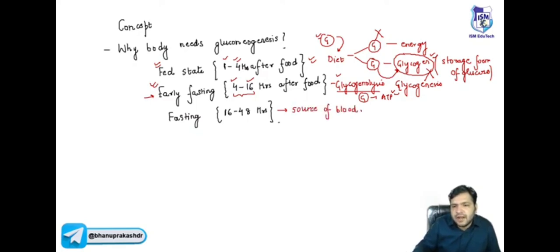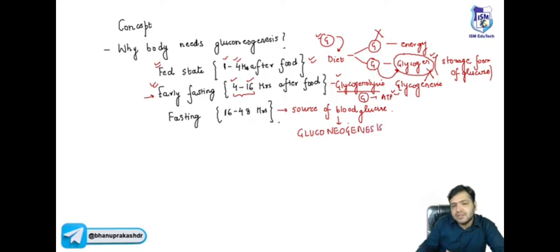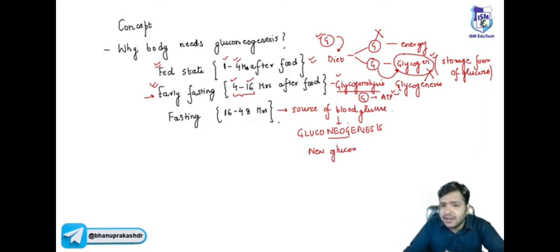Yes, the source of blood glucose will be coming from gluconeogenesis. The source of blood glucose will be the non-carbohydrate source, and glucose will be synthesized from that, and that is called gluconeogenesis. So this will be the new glucose, and it is not coming from carbohydrate, because you are not taking diet. There is no glycogen in the body.